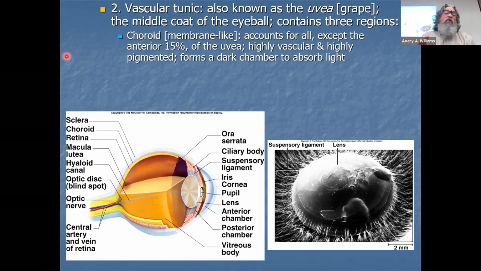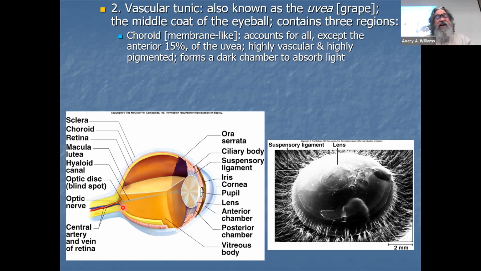The first, the bulk of the uvea, is called the choroid. The choroid accounts for all except the anterior 15% of the uvea. It is highly vascular and highly pigmented. It forms this dark posterior chamber of the eye, basically like a photo chamber. And you can kind of see this middle layer. I guess it's kind of pink colored in this illustration. But in life, it would be very, very dark, almost black.